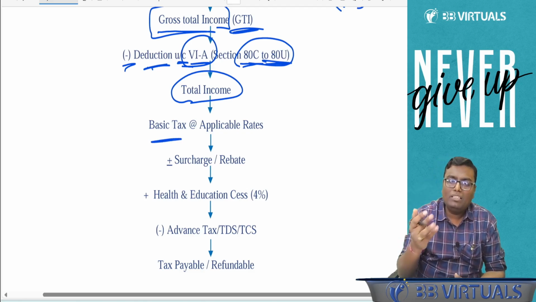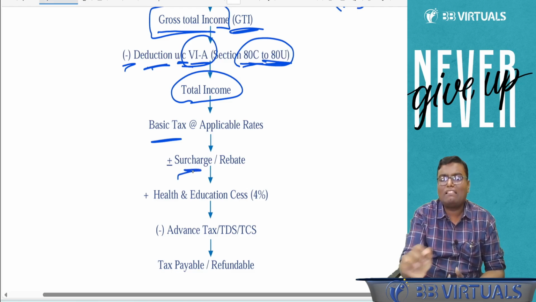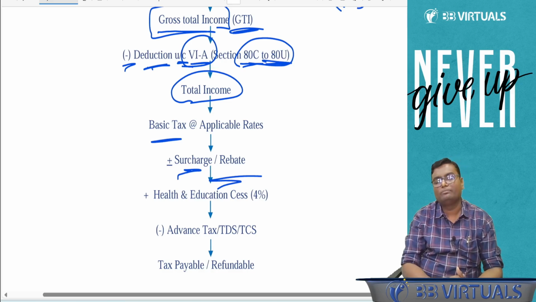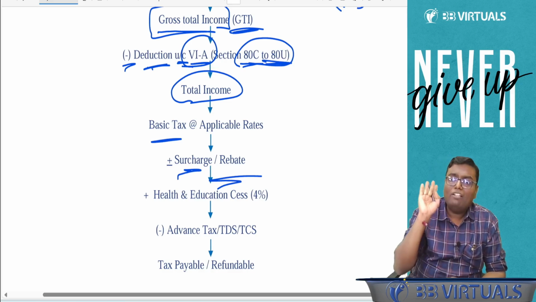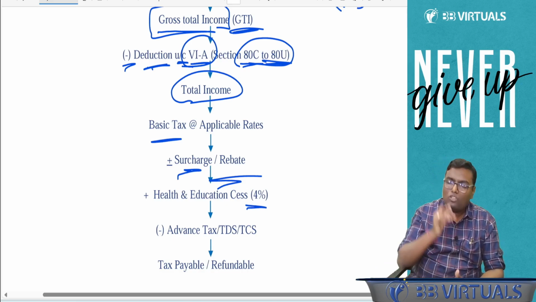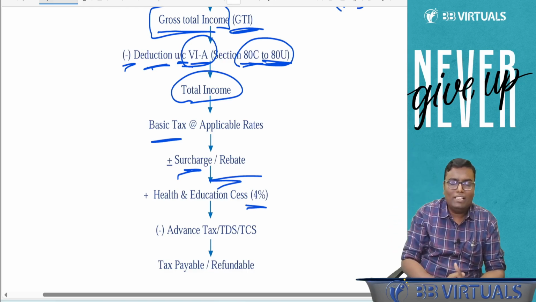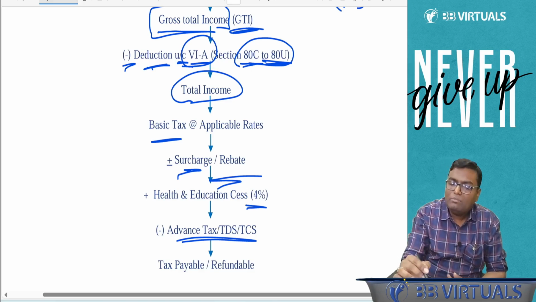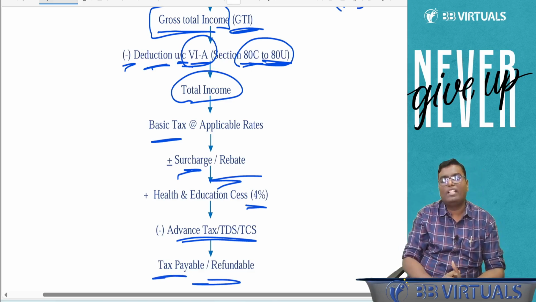Some rich people have to pay more tax, that is surcharge. Some middle-class people will get some discount, that is called rebate. After this, we have to add 4% compulsory health and education cess. From that, whatever tax is already paid in the name of TDS, TCS, advance tax, will be deducted. The balance will be either tax payable or tax refundable.